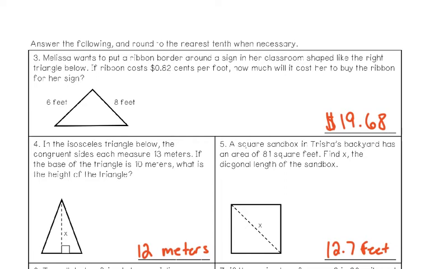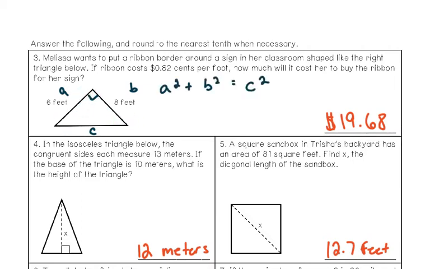So number 3 says Melissa wants to put a ribbon border around a sign in her classroom that's shaped like a right triangle. If ribbon costs 82 cents per foot, how much will it cost her to buy the ribbon for her sign? So since this is a right triangle, I know that 6 and 8 are the legs of the right triangle because they make the right angle. I know that I need to find the length of the hypotenuse, or c, because Melissa wants to put the border around the whole sign.